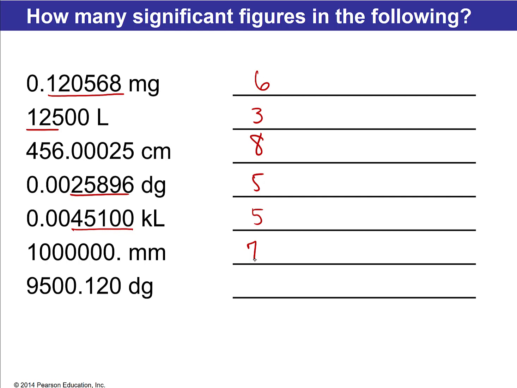9,500.120 decigrams. 7. The zero's in the middle, but you've got a decimal place, so any zeros at the end are significant. It doesn't matter if the zeros are in front of the decimal place or behind the decimal place. All of the ending zeros are considered significant if there's a decimal place. So not terrible, so maybe that helps a little bit.